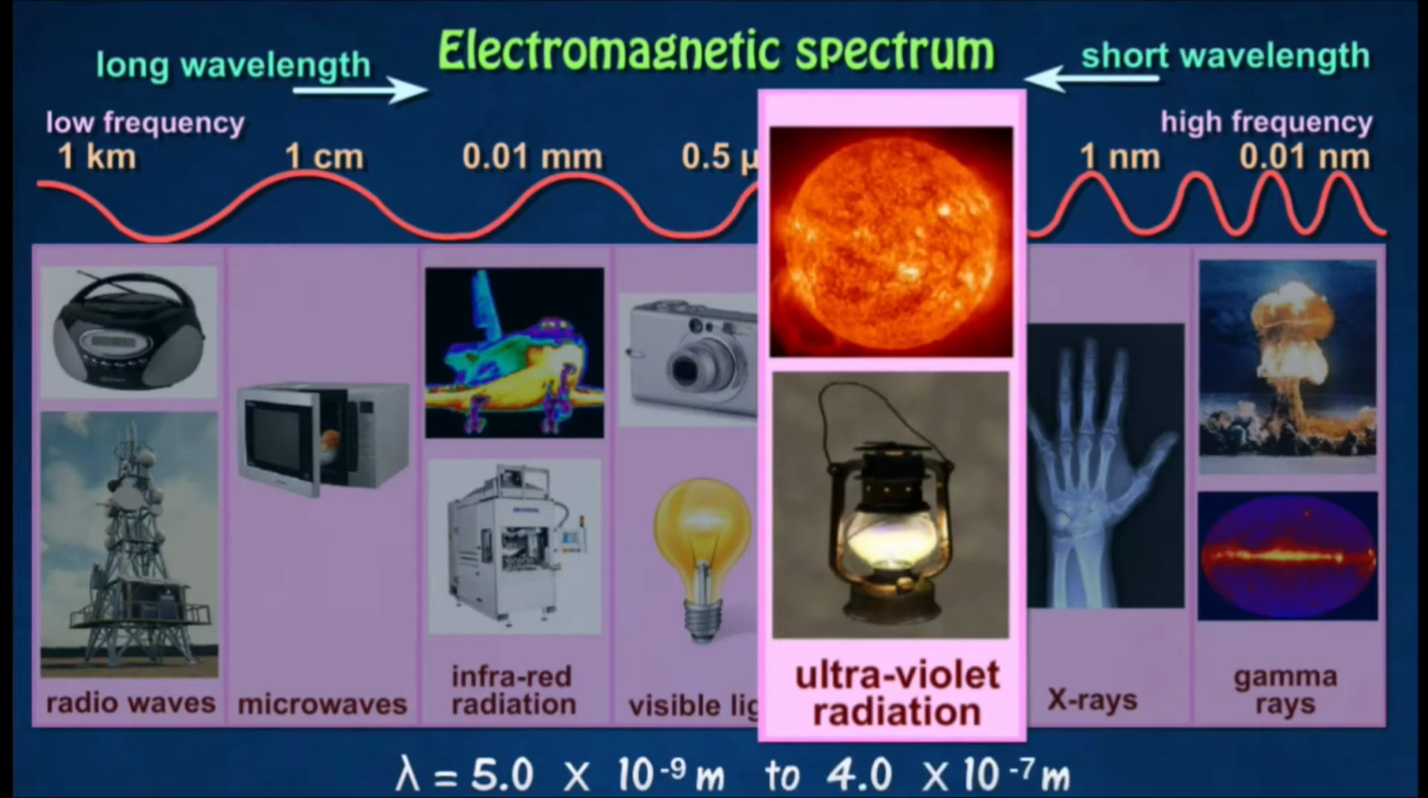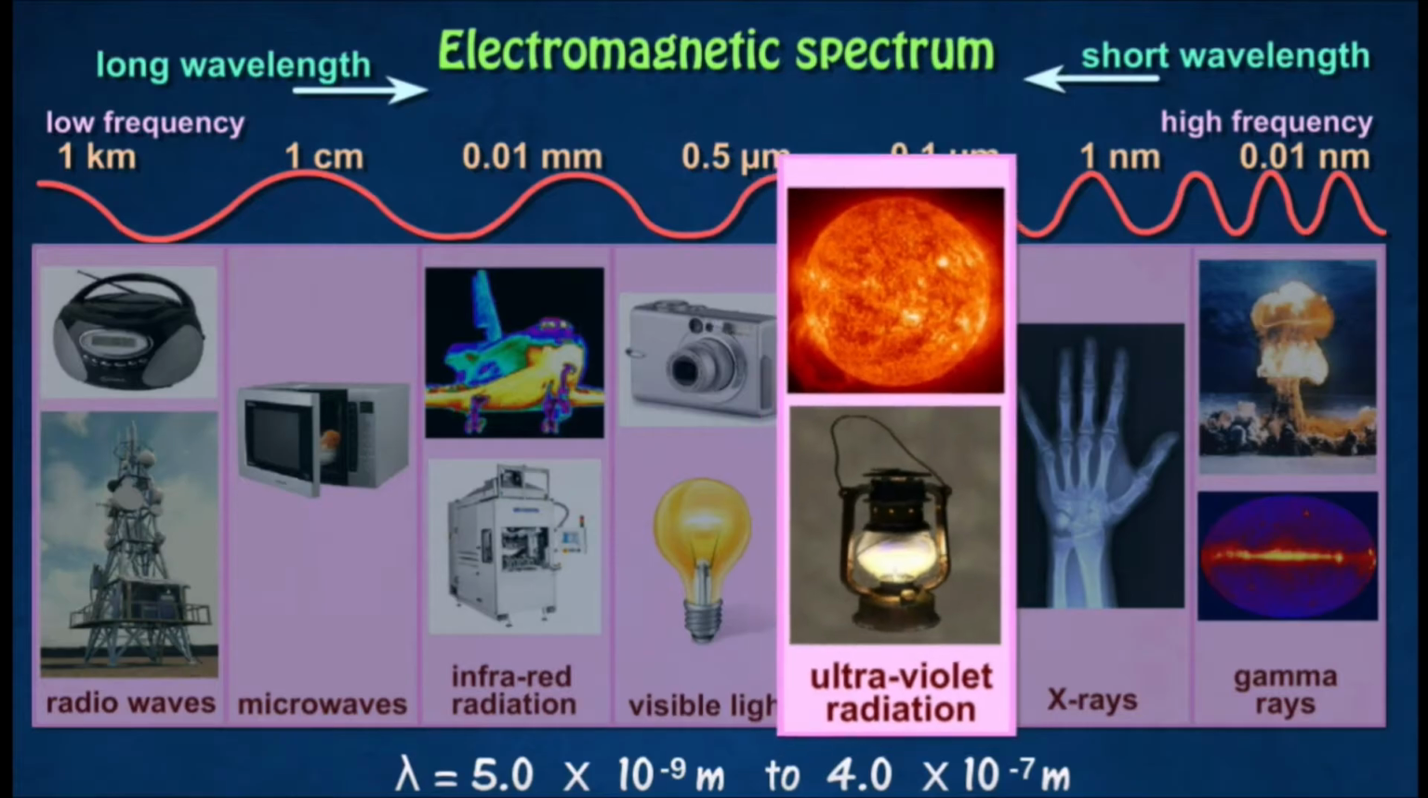Ultraviolet radiation produces vitamin D in the skin. Overexposure can cause skin cancer and damage to the retina. It also causes fluorescent effects used for detecting forged notes.